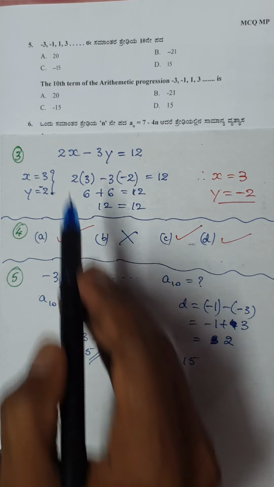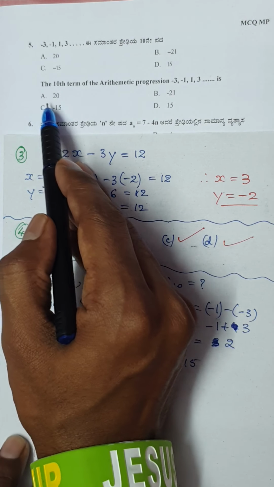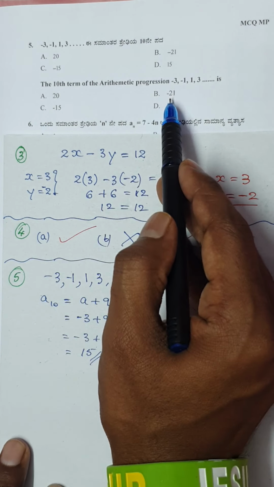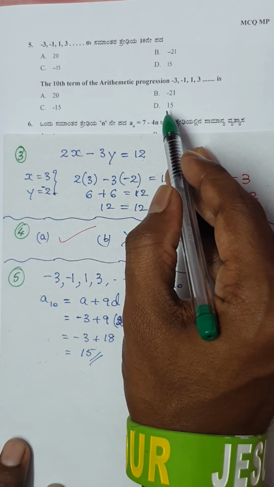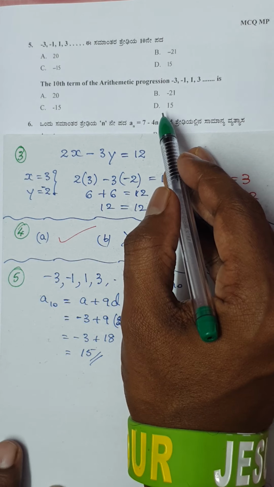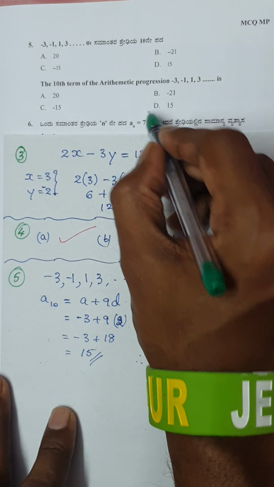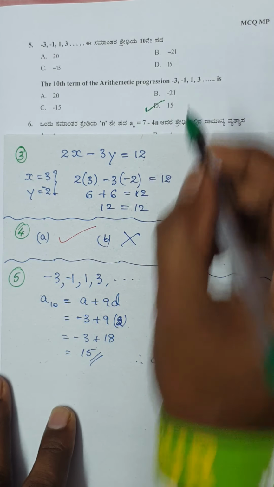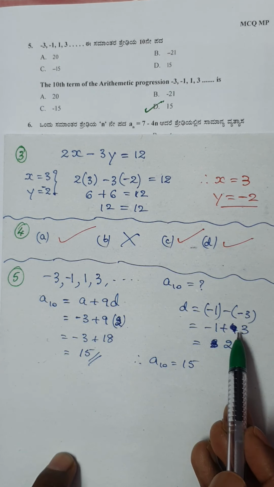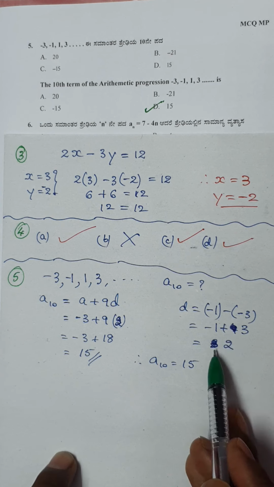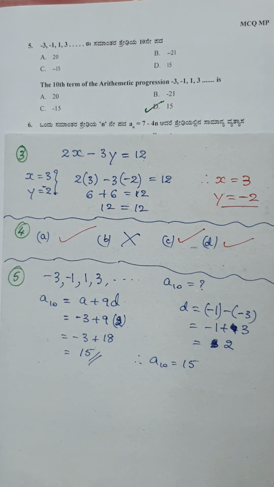The 10th term is 15. Check the options. You have A equal to 20, B is minus 21, C is minus 15 and D is 15, which is your right answer, isn't it? Therefore for question number 5, the right answer is option D, which is 15. Please be careful. If you are in a hurry, you will make the mistake which I was about to make. Thank God I corrected myself.